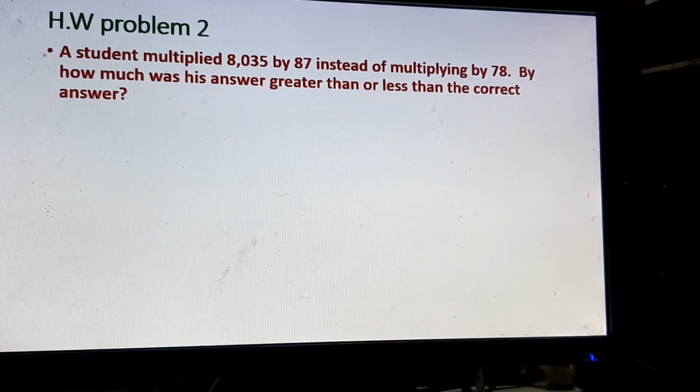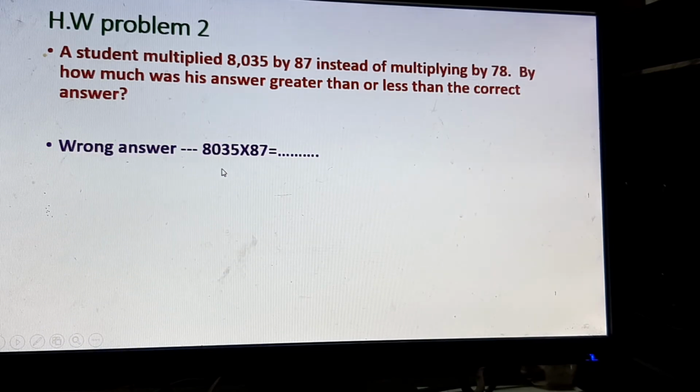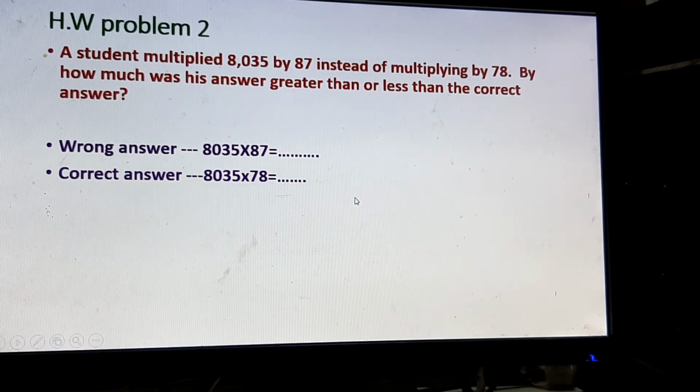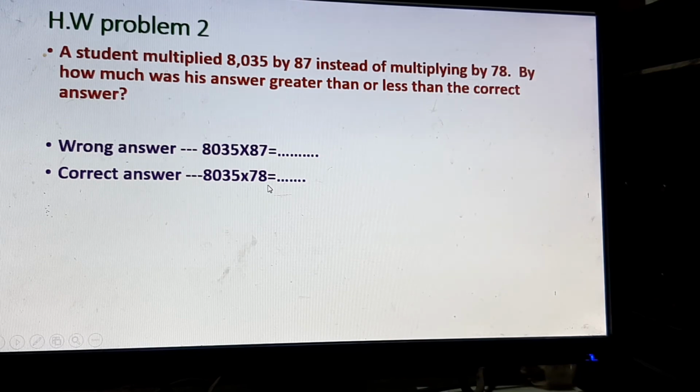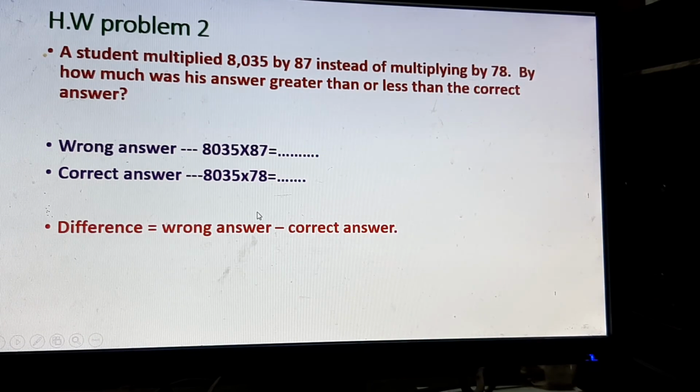So we have to find out the difference between the correct answer and the greater answer. By how much, they are asking, so we have to find the difference. So the wrong answer was what? 8035 into 87. Multiply and write. Okay, I will not tell you. Correct answer is how much? 8035 into 78. So what is the difference? Wrong answer minus correct answer. You find out by how much the answer went wrong. So do it very quickly, okay? It's very easy.